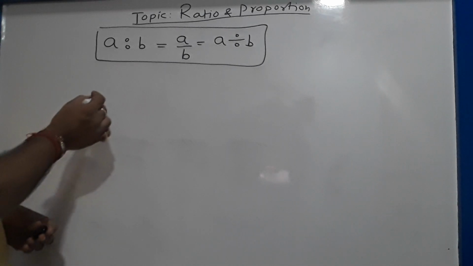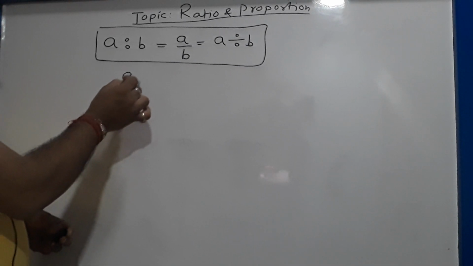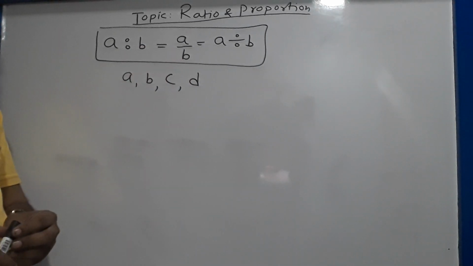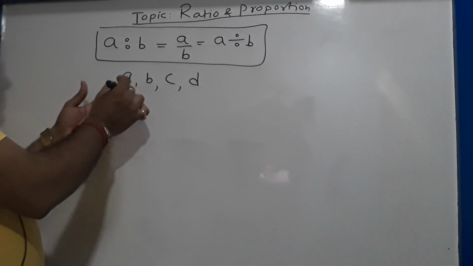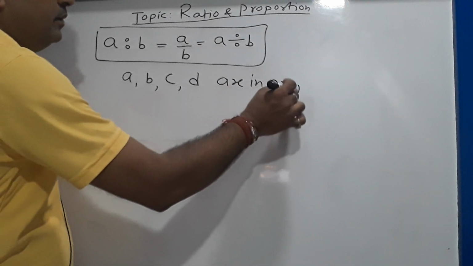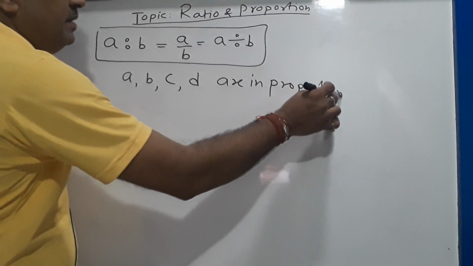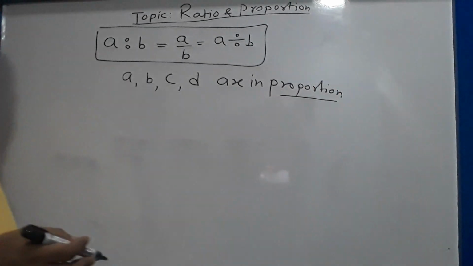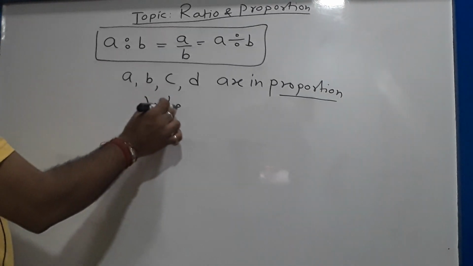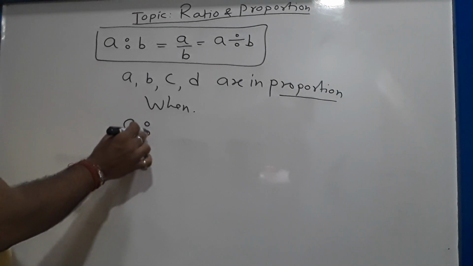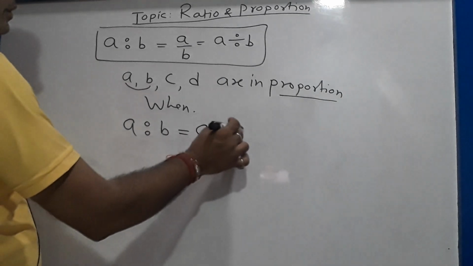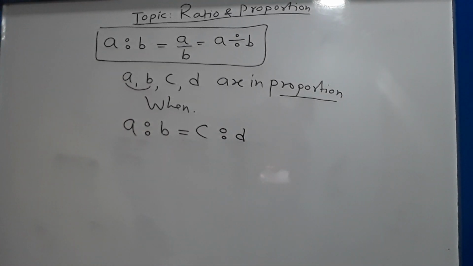Then comes proportion. There are four numbers A, B, C and D. We say that the four numbers A, B, C, D are in proportion when A ratio B is equal to C ratio D.